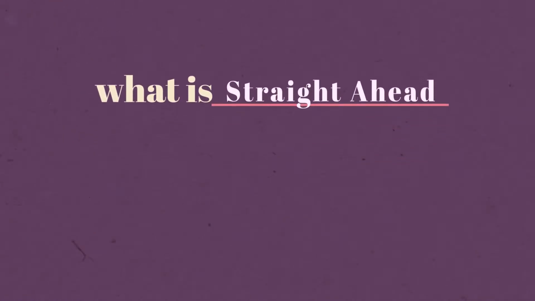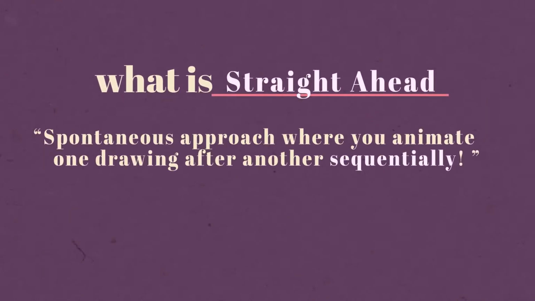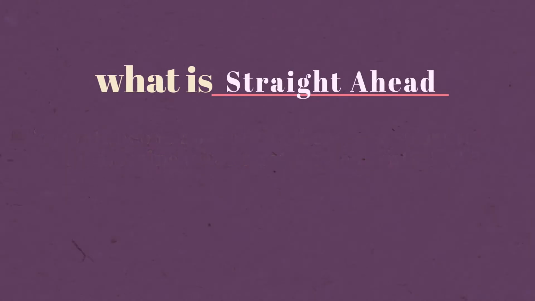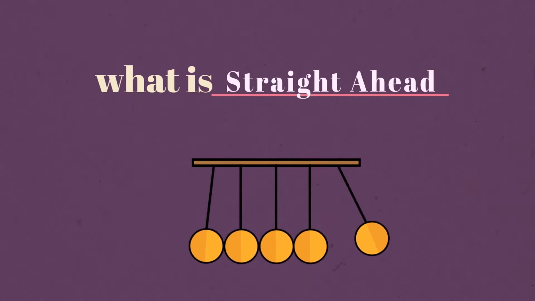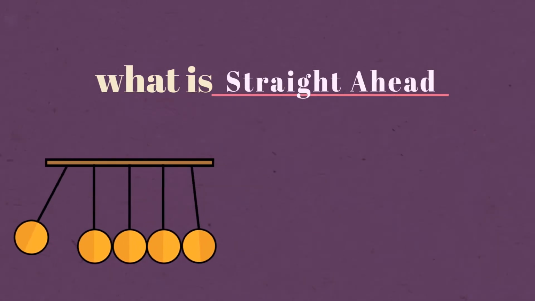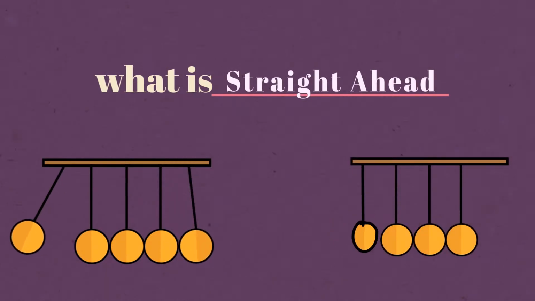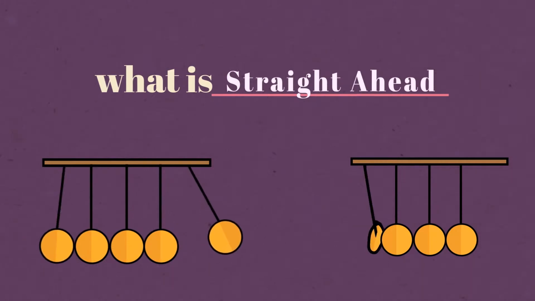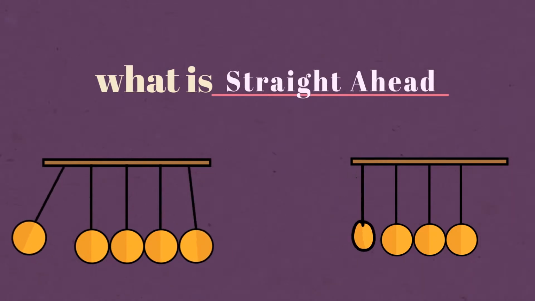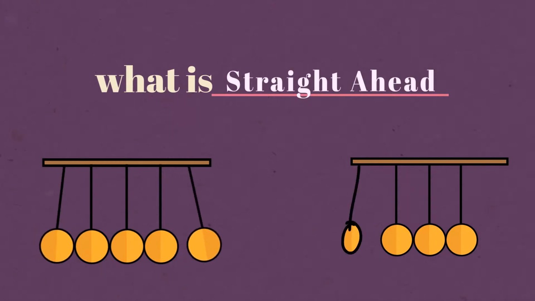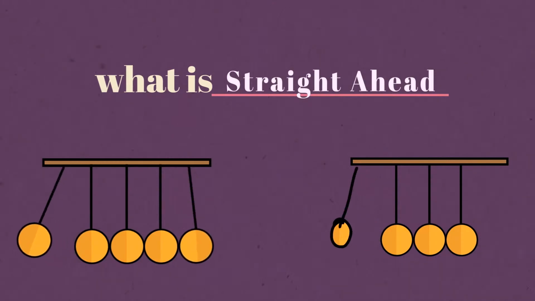So, we've got a couple of whats, as we always do. Firstly, what is straight ahead? Straight ahead is a spontaneous approach where you animate one drawing after another sequentially. So, if we take Newton's cradle, for example, and let's say I wanted to animate this frame by frame. If we do it straight ahead, we could end up with some very odd results, like constantly changing size of our item, and maybe it might not even hit the mark. This is just because we can't really tell where it has to go next. It's better for spontaneous type things.